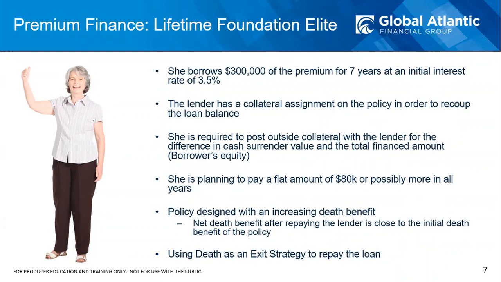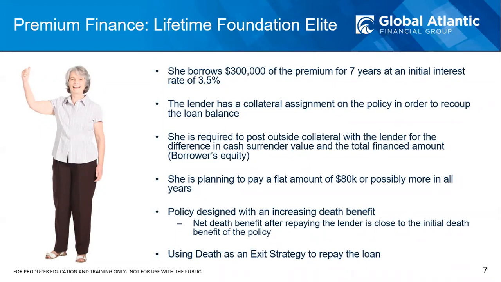And then she is required to post her outside collateral with the lender for the difference in her cash surrender value and the total financed amount. And the setup we have here, which we really, really like and makes a lot of sense for most clients, is she's just going to pay a flat amount of $80,000 per year in this scenario. So it's going to set her up for a premium she knows that she's going to pay. And for the first 7 years, $80,000 worth will be paid towards the premium. And then years 8+, her $80,000 will cover some of the interest that's accruing within her policy.